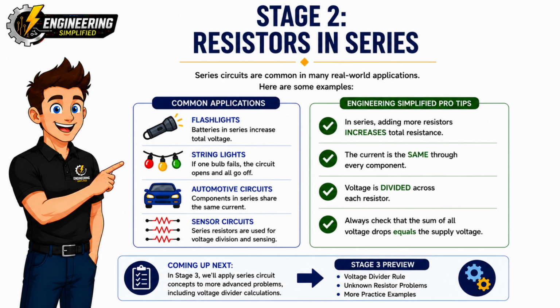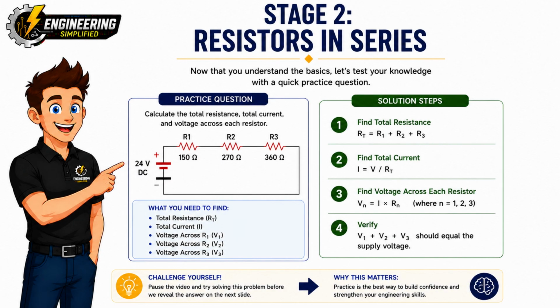You've now learned the rules for solving series circuits, so let's see if you can apply them yourself. Take a look at the circuit on the screen and imagine you're solving it without any help. Your task is to calculate the total resistance, the total current, and the voltage drop across each resistor. Remember the process we've just learned.